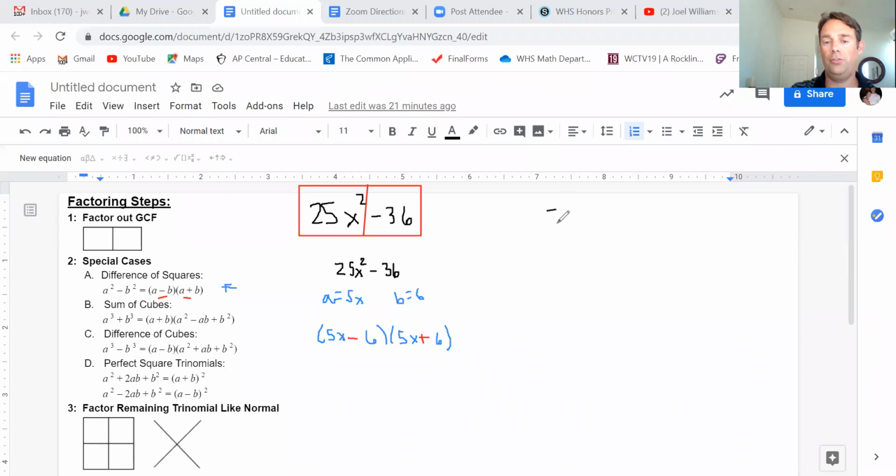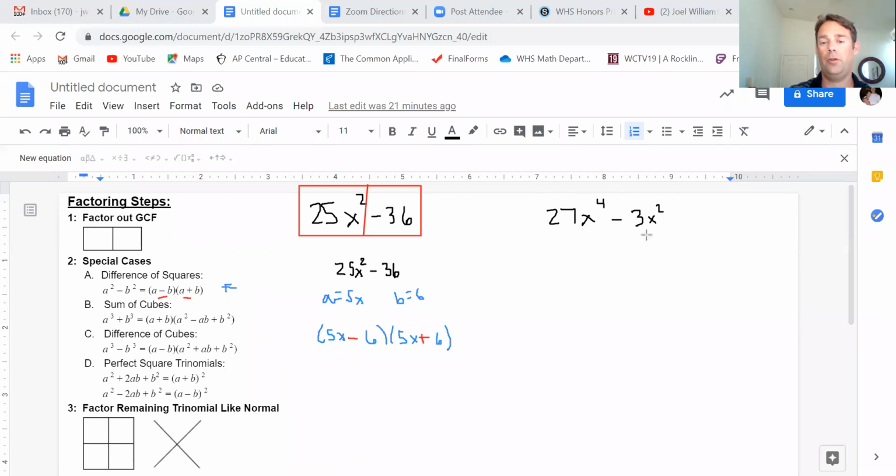How about 27x to the 4th minus 3x squared. All right, friends, go ahead and pause the video here and let's see what you come up with.